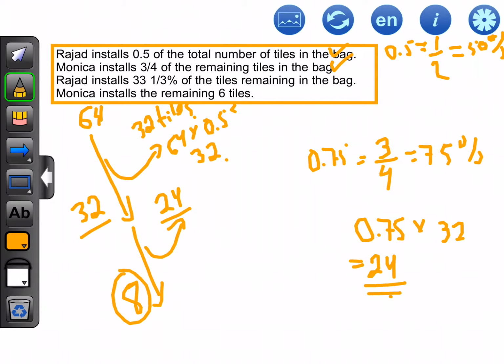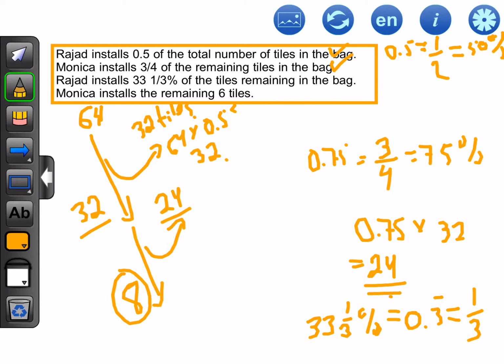And now Rajad installs 33 and 1/3% of the tiles remaining in the bag. Now 33 and 1/3% is a hard one to think about. That's a tough percentage. So we can switch it to 0.3 repeating, which is another awkward one, or in fraction form, we can just call it 1/3. So he's installing 1/3 of 8 tiles.